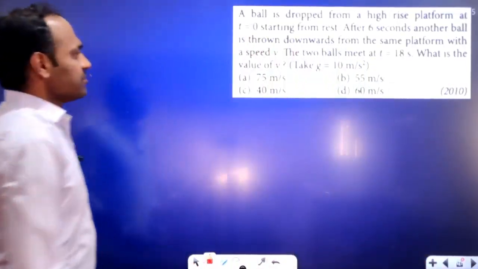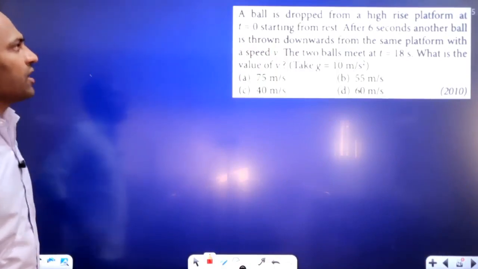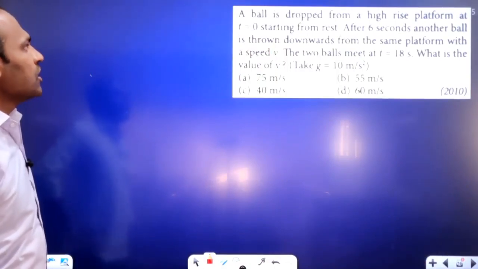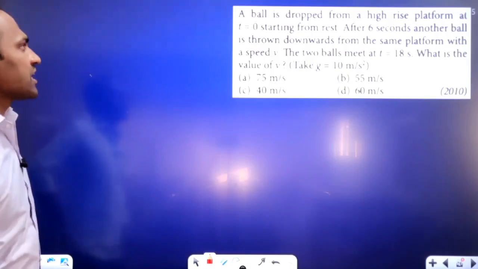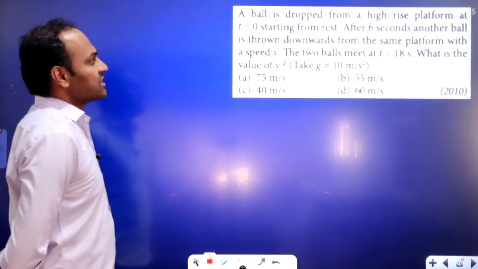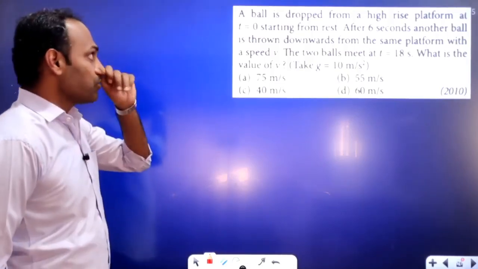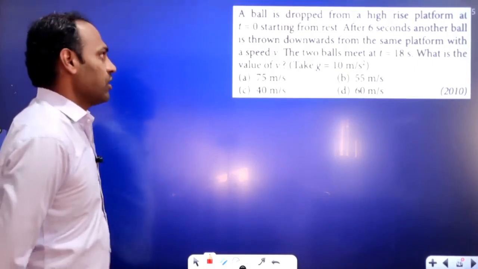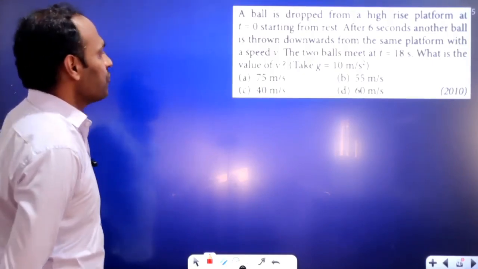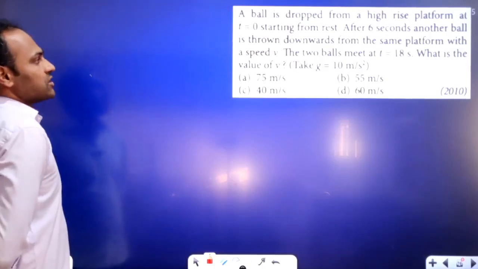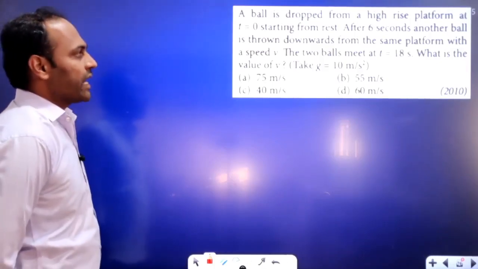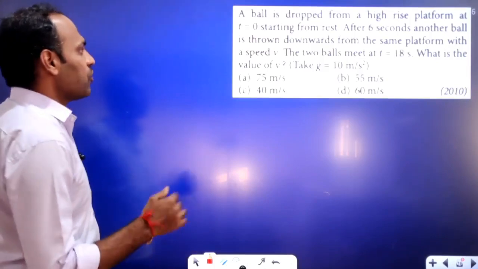So the next question is, a ball is dropped from a high rise platform at t is equal to 0 starting from rest. After 6 seconds another ball is thrown. First ball is dropped, second ball is thrown downwards from the same platform with a speed v. The two balls meet at t is equal to 18 seconds. What is the value of v?